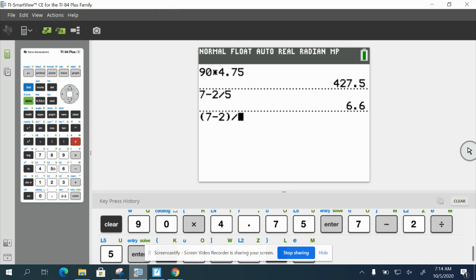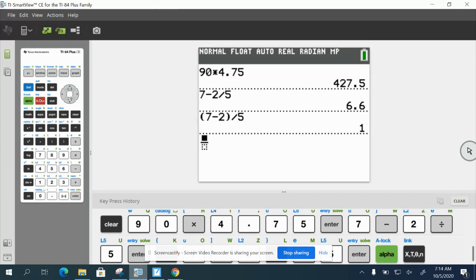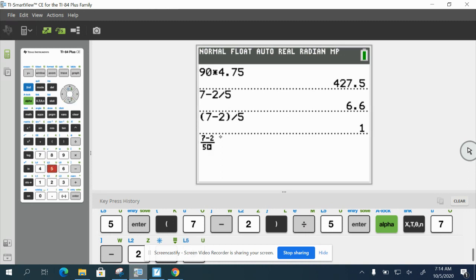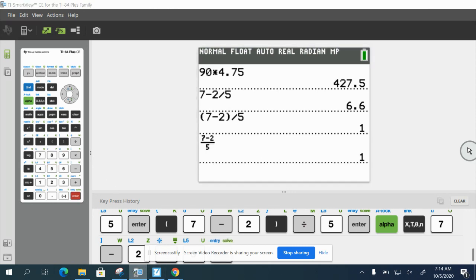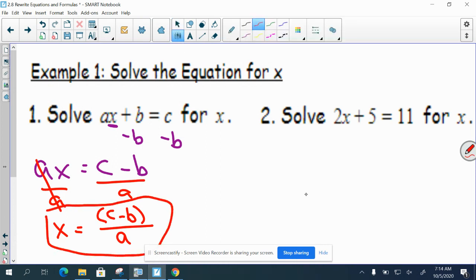So you'll have to put the numerator in parentheses if it has more than one thing in it. Right? Or you can also use your fraction button, alpha, and then the button next to it, or alpha y equals, 7 minus 2, and that way you wouldn't need parentheses because the calculator does the order of operations for you when it's in the fraction mode. Okay, so that would be the answer to that equation.